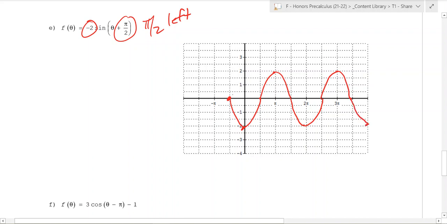Same thing. Now, all of this relies on knowing what sine and cosine look like. Those are your base graphs. So just like we started the year with transformations of graphs, we now have 2 base graphs, sine and cosine.